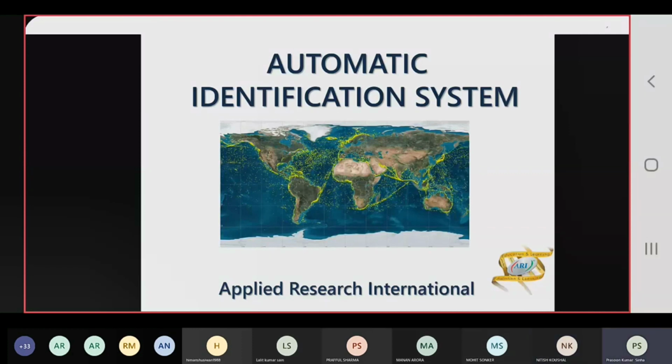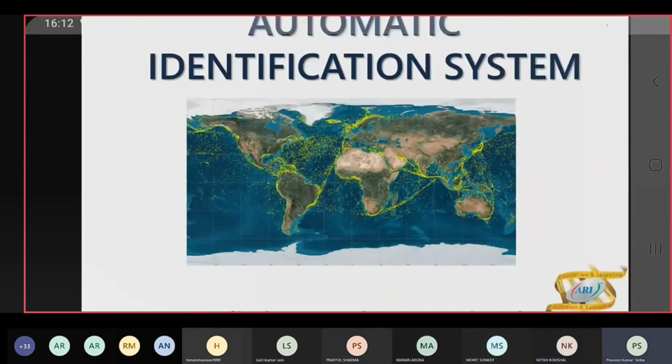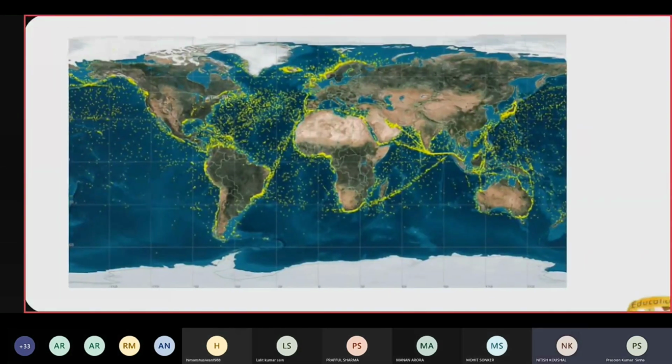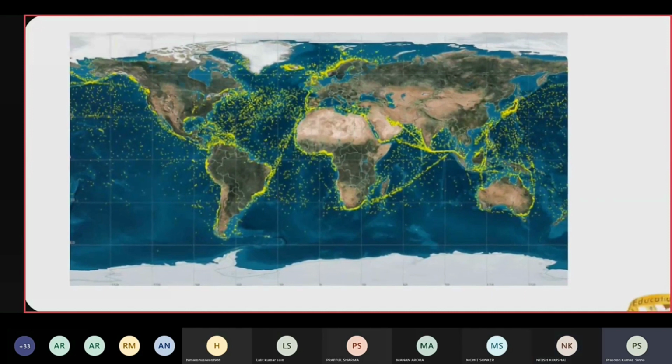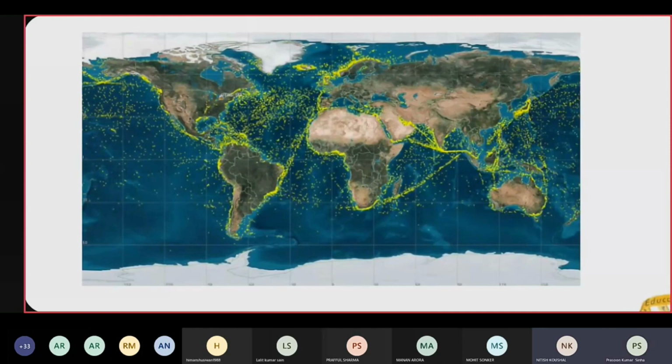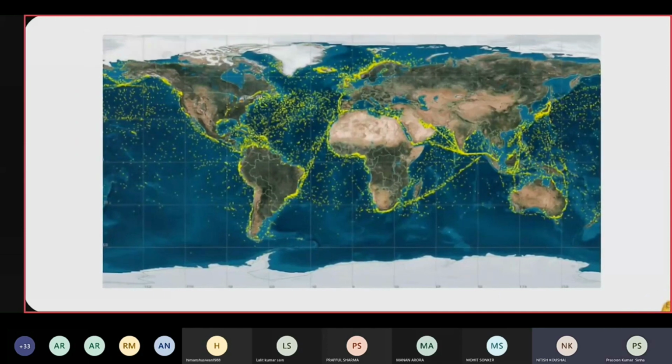Automatic identification system. Okay, why are we seeing this kind of picture in this? This yellow thing, what is that? This is AIS data transmitted by other ships.